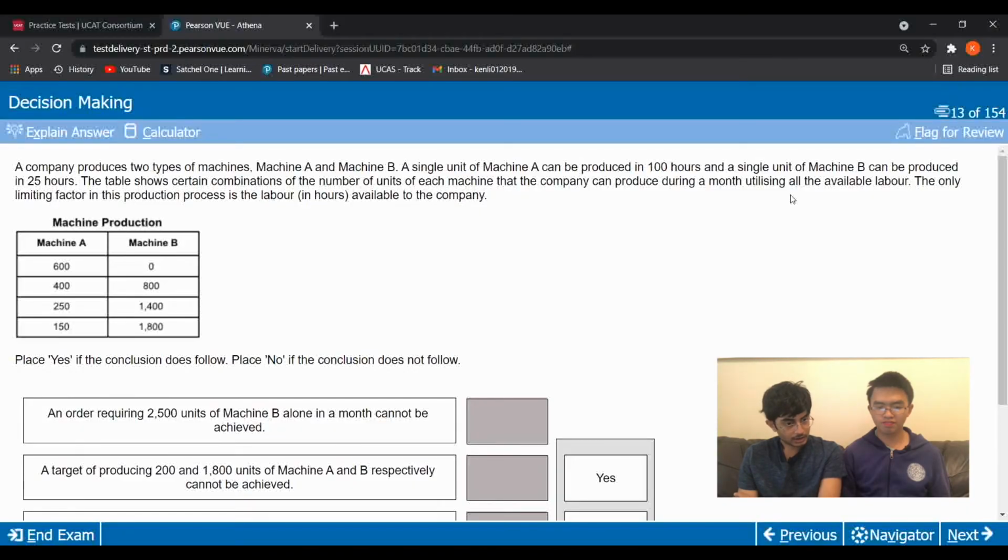So now, see this question. A company produces two types of machines, A and B. A single unit can be produced in 100 hours, and B can be produced in 25 hours. Okay. And then there are a bunch of combinations that a company can make of these. The only limiting factor is the labour available to the company. Okay. And it's yes or no conclusions. Okay. So an order requiring 2,500 units of machine B alone in a month cannot be achieved.